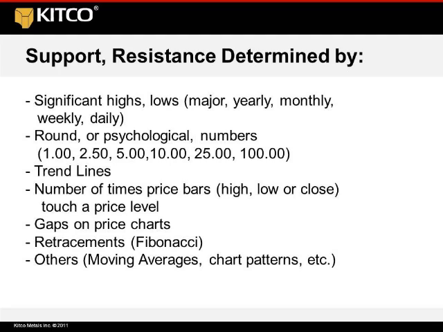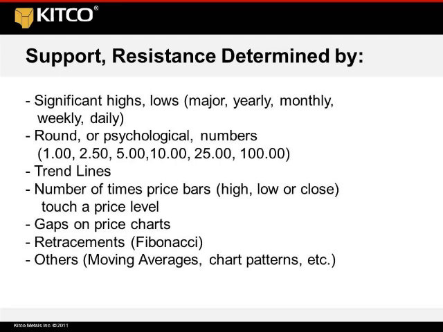Support and resistance can be determined by those trend lines that I draw. It's called trend line support or trend line resistance. The number of times a price bar touches a high or a low level when you draw those horizontal lines. And again, the more times the price touches that bar, the stronger that support or resistance level is.